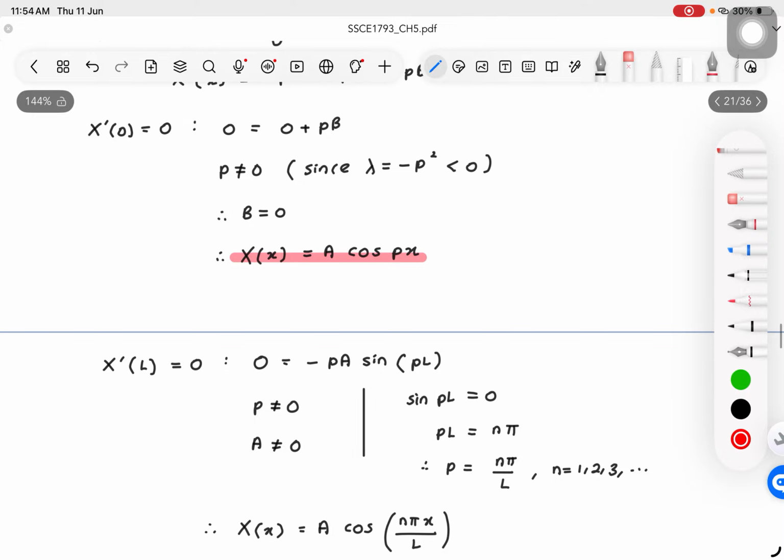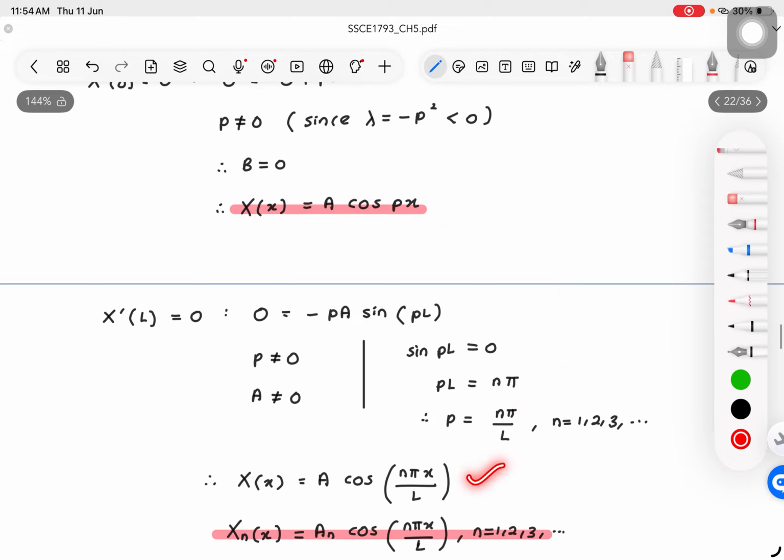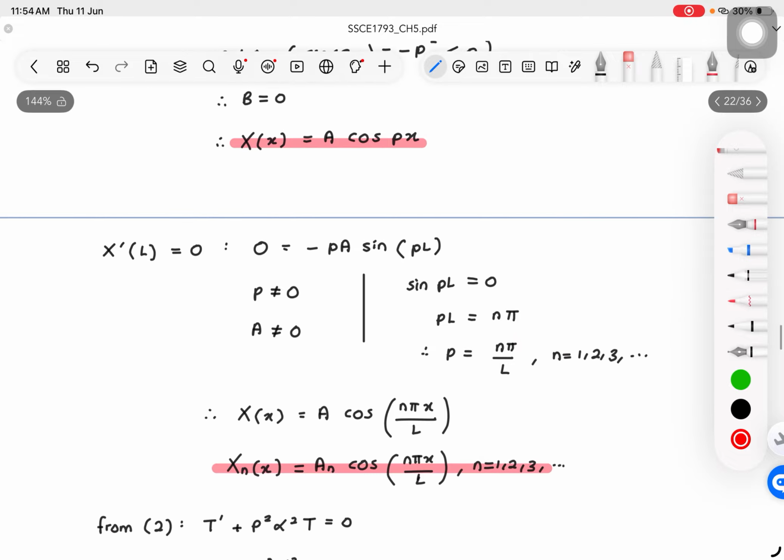After you obtain this one, you substitute inside this one. So you have this one. And we will write again: since p is in terms of n pi, we have n here, meaning that x_n is equal to a_n cos(n pi x over L), where n is from 1 to 3.